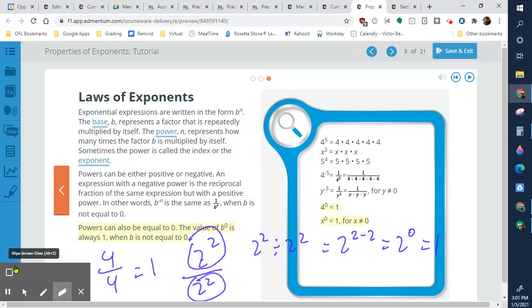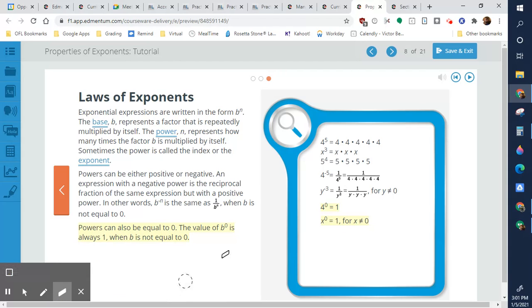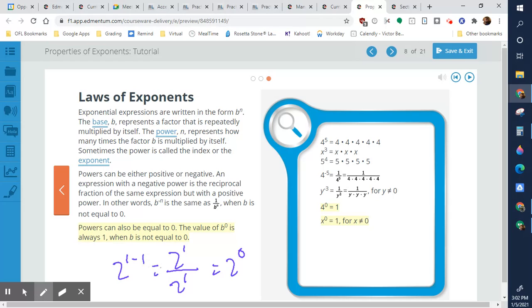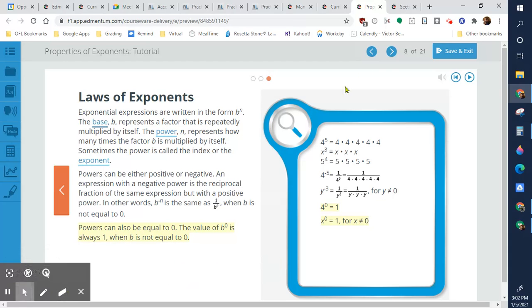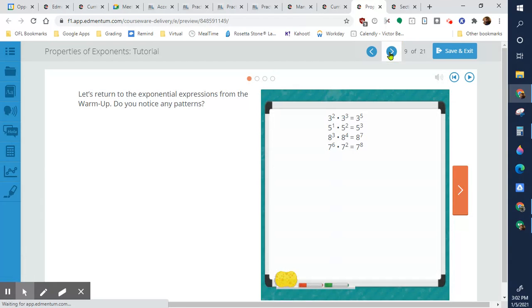A lot of people are like, that doesn't make sense. Shouldn't it be 0? But it's based on this idea of fractions. So that's where it comes from. That's why anything to the 0 power is automatically 1, whether we know what that base is or not. All right, so moving on.